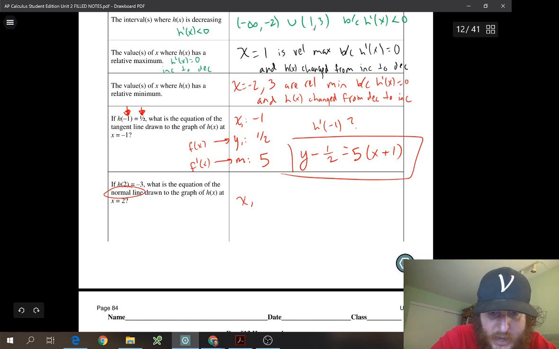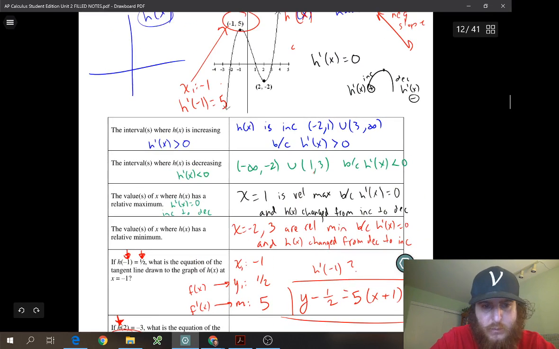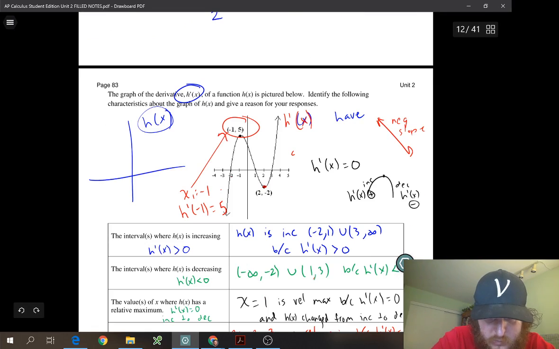Now let's do the same thing, but this time they're asking for a normal line. So same setup, x1 we're going to put as 2, y1 we're going to put as -3 because this is for the h, right? For the original. And for the m, we're going to look on our graph because we have h prime of x. And at 2, our slope is -2.